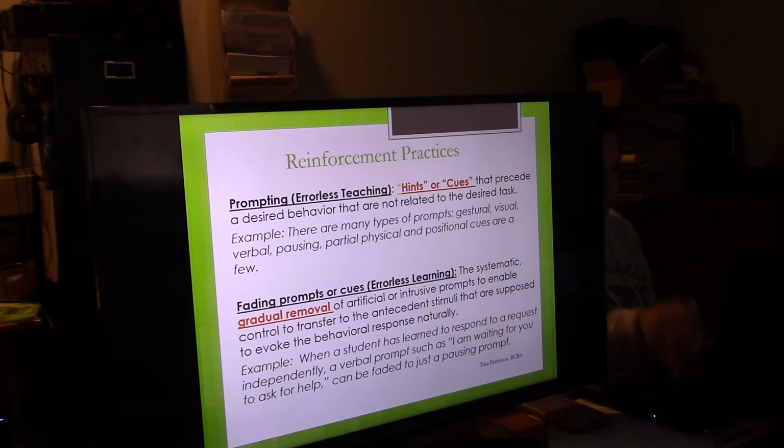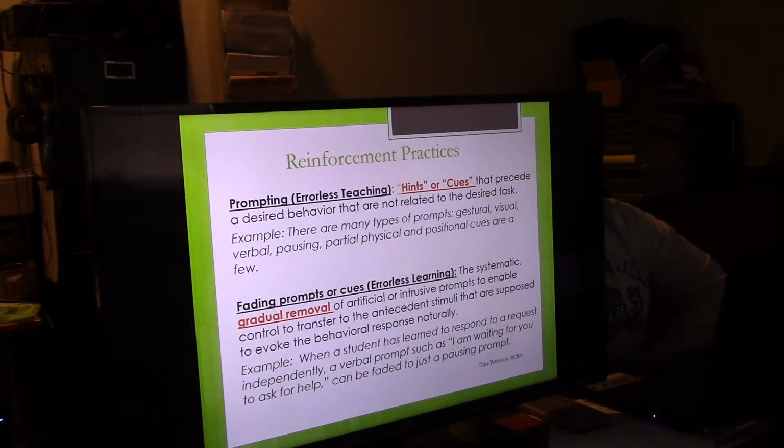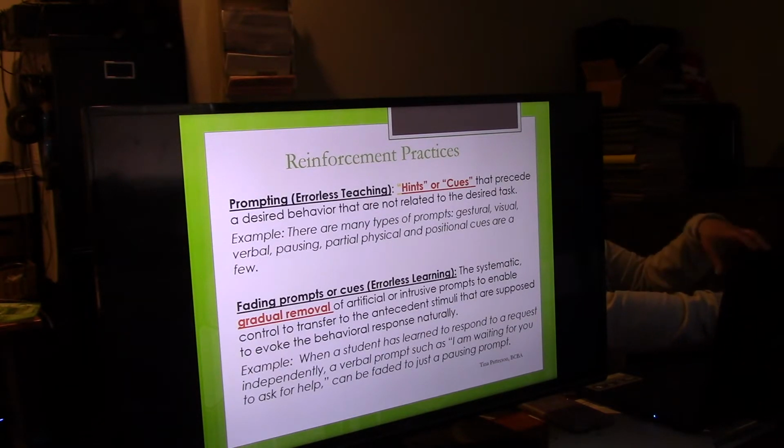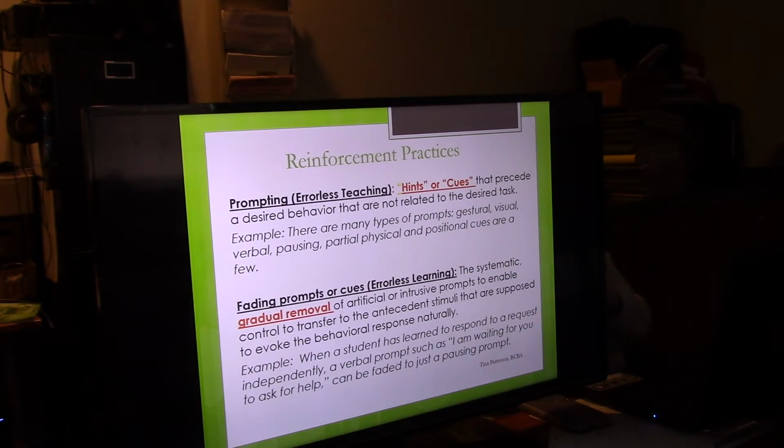Fading prompts and cues. So we don't want them to get prompt dependent. We don't want them to always look at us, and they do. They grab your hand and they want you to write for them because it's easier. But we want them to do it correctly, so we need to fade out our prompts. We're not going to be there forever. It's like with me. I had to fade myself out of all of you guys because you can't get too dependent on me. You're not going to learn if I'm always there.